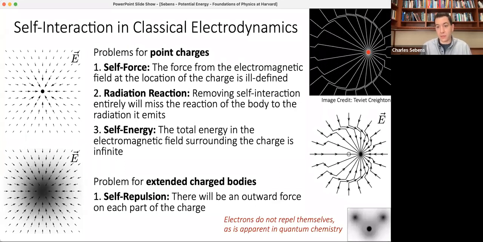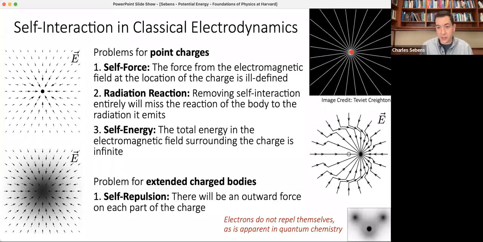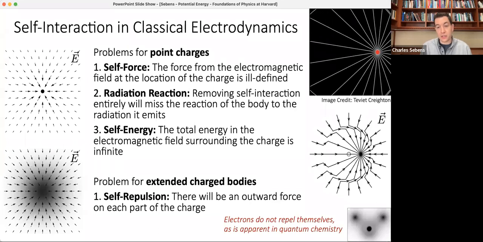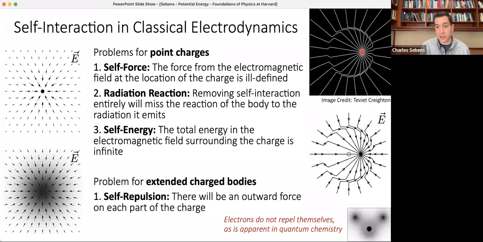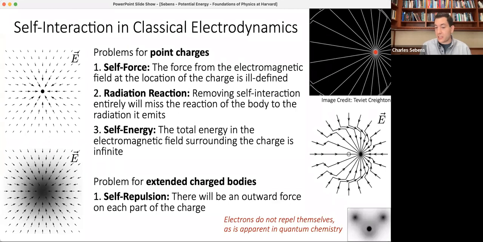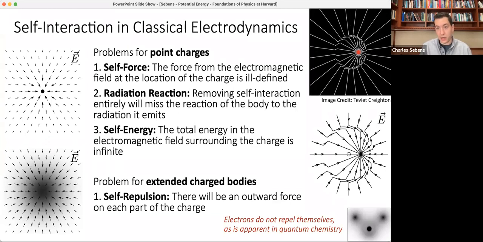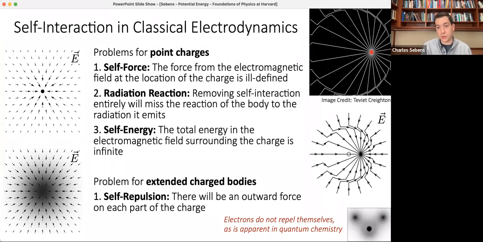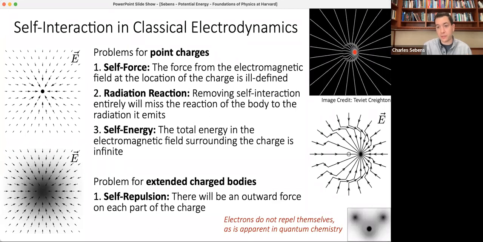One way is to look in quantum chemistry. So in quantum chemistry, in the ways that people approximate the energies of atoms and molecules using Hartree-Fock method or density functional theory or something like that, they explicitly have to drop self-interaction terms, Coulomb self-interaction terms, self-repulsion terms.